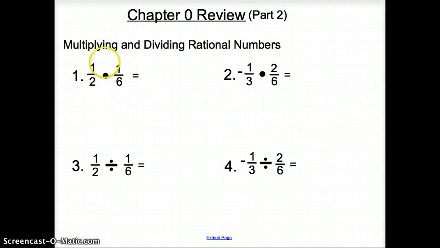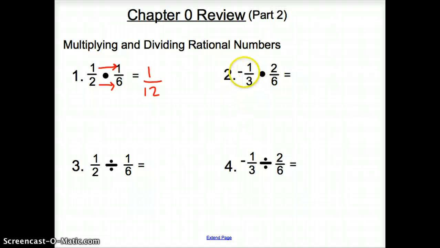When we get to number 1, look at number 1. We are multiplying two fractions. When we multiply fractions, we get to multiply straight across the top and straight across the bottom. So 1 times 1 is 1, and 2 times 6 is 12. We have to ask ourselves, can that be simplified? 1/12 cannot be simplified, so that is your final answer.